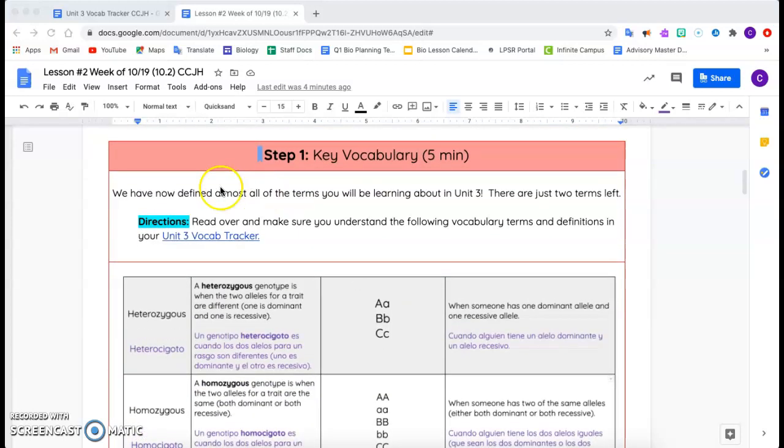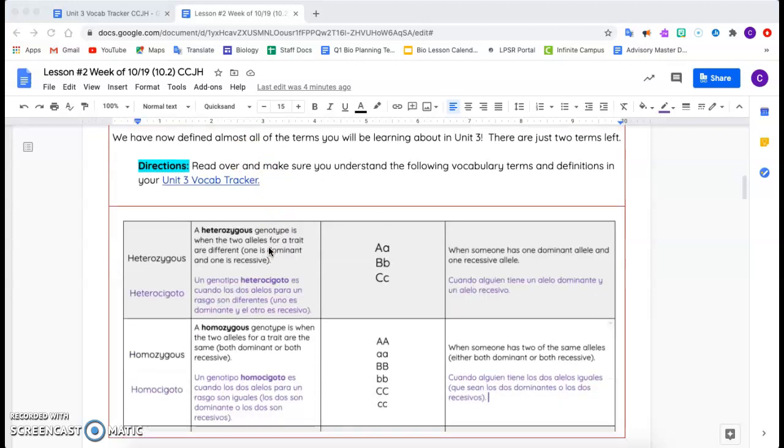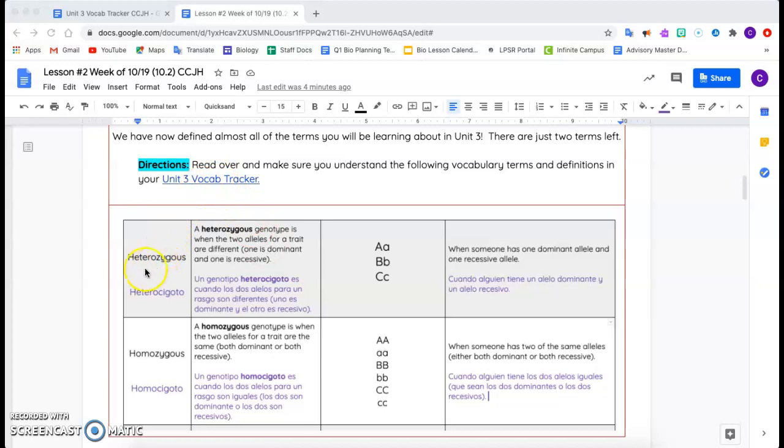So the first step is actually to go over some vocab. We have defined almost all of the terms that are important for Unit 3. And so what I want you guys to do is to make sure that you understand the 2 terms that I added. So we have heterozygous and homozygous. Hetero, this first prefix, means different. And so a heterozygous genotype is when the 2 alleles for a trait are different. One is dominant and one is recessive. So we have big A, little a, big B, little b, big C, little c.